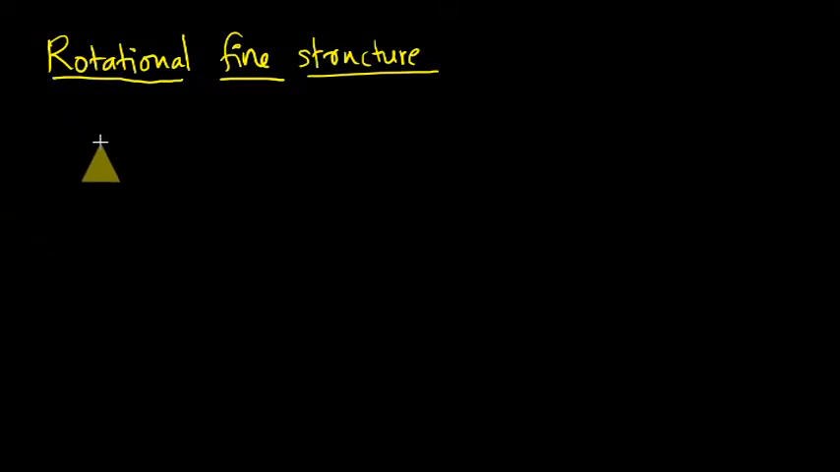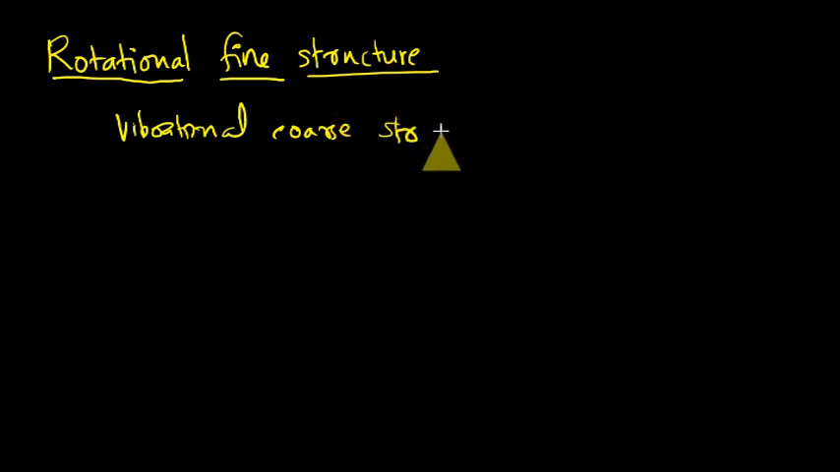Okay, here we are going to discuss the rotational fine structure of electronic spectra. Rotational fine structure. We already learned the vibrational coarse structure. You know how the vibrational coarse structure is developed in the spectrum.